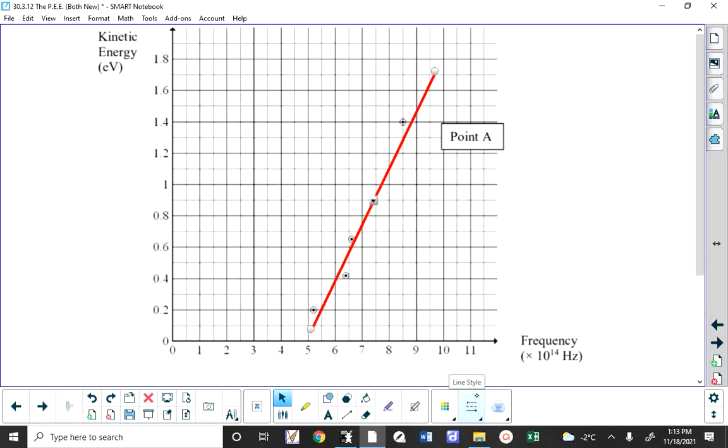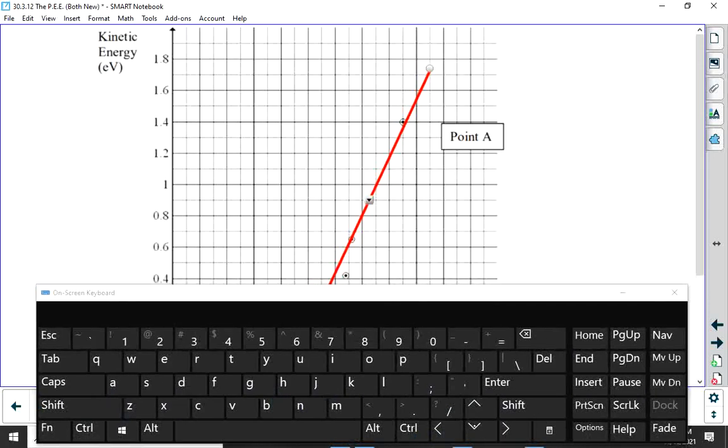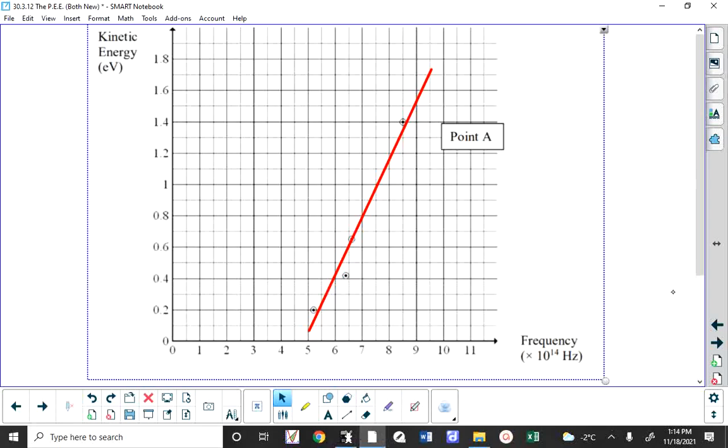That's a tough one. Boy, that's a tough one. I would say that's the line of best fit. I want to just move it a little bit. Okay, I'm going to go with that as being the line of best fit.